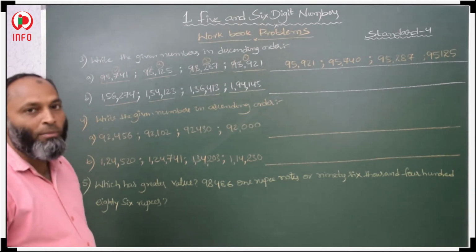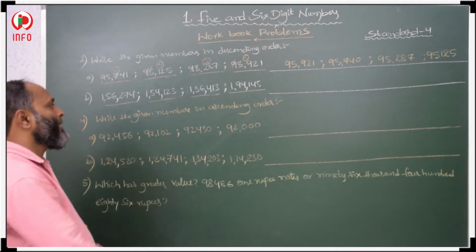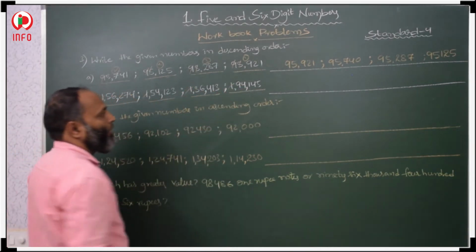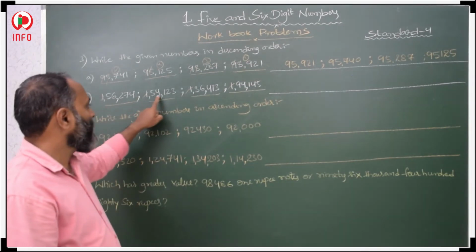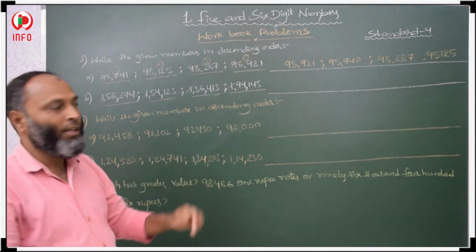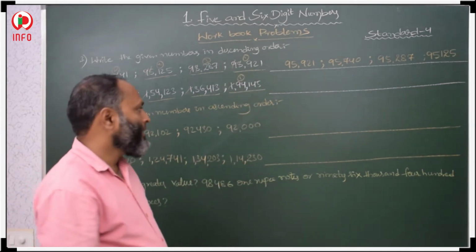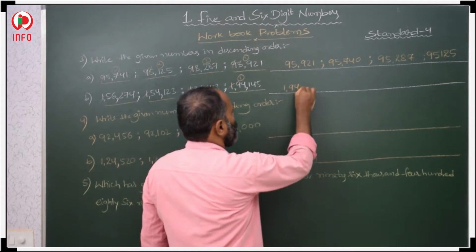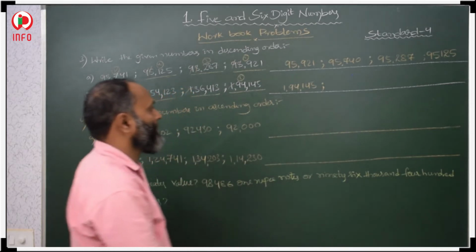Now we are going to compare from left to right, that is, from lakhs place to ones place. In the lakhs place, 1, 1, 1, 1. All are equal. In the ten-thousands place, 5, 5, 3, 9. 9 is bigger, so we should take this one first. That is 1,94,145.